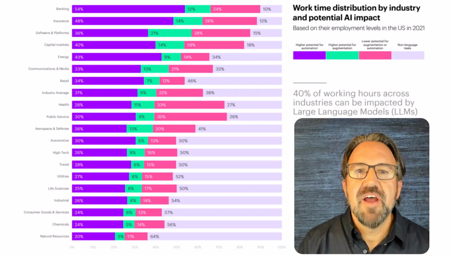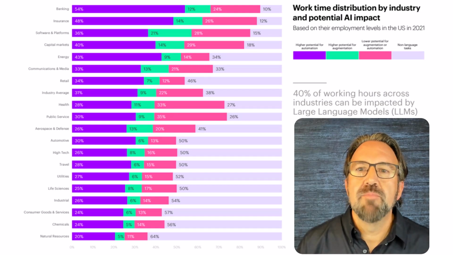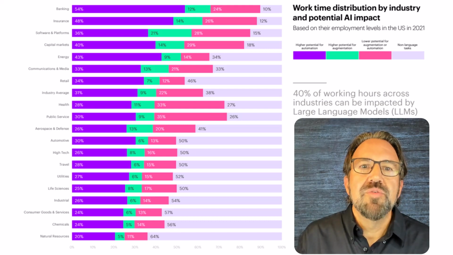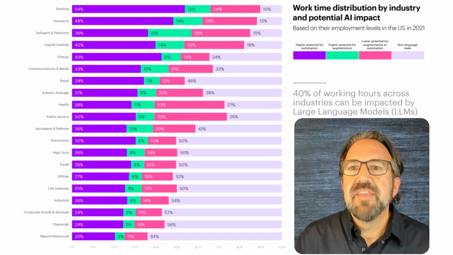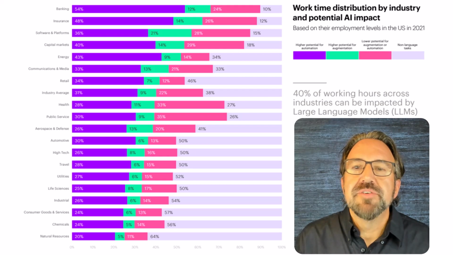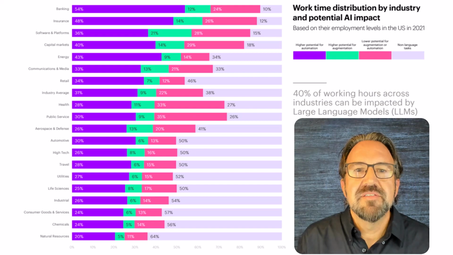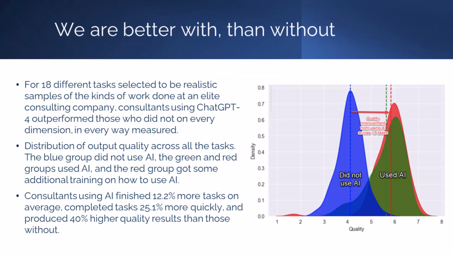This is probably a bit of an eye chart, so I'll add a link in the video description so you can look at it in more detail. But this chart basically breaks down how different jobs and the amount of time they spend with professional work that could be automated versus non-language tasks, and how it affects different areas of the workforce. But rather than scaring you by speculating on the long-term impact on different jobs, in the short term, it's important to understand that we're better with AI than without.